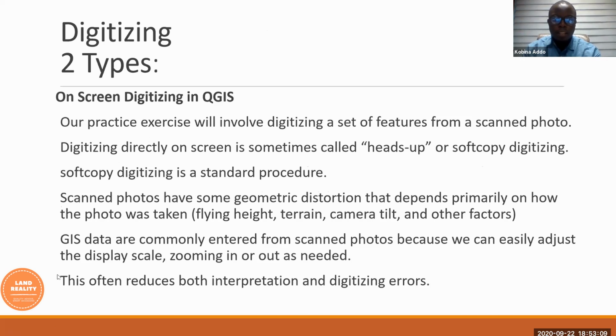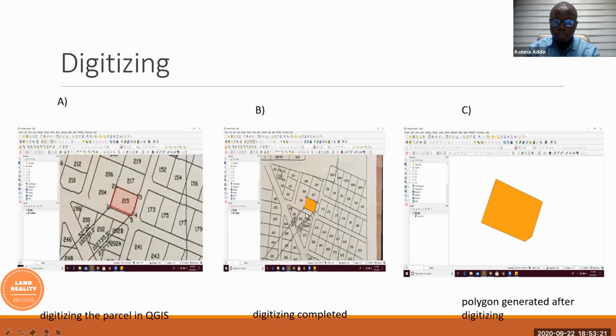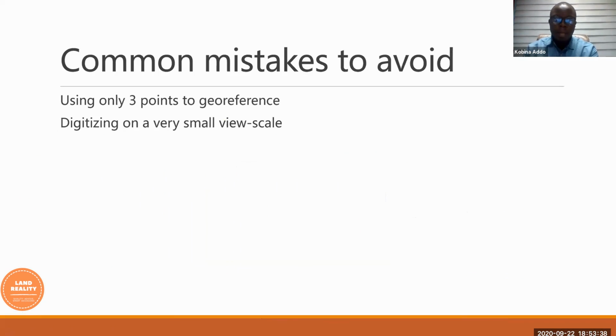So all you need is a mouse and then the georeferenced site plan, and then you begin to trace. So when this is done, for example, this parcel 215 is from this sheet which has been georeferenced. When you trace it out using on-screen digitizing, you obtain this finished polygon for the purpose of the validation that you want to do. So digitizing is basically tracing out the parcel for validation purposes.